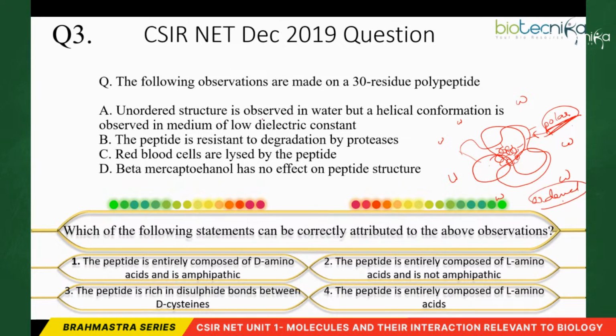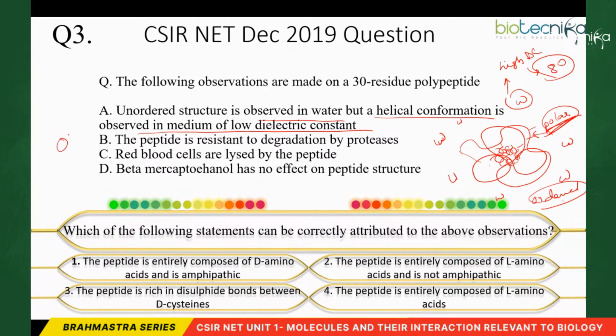So it is observed in water, but a helical conformation is observed in a medium of low dielectric constant. Now water is an environment which has a high dielectric constant. The dielectric constant value is 80. What is this dielectric constant? It is a measure of the polarity. Water is a polar molecule.